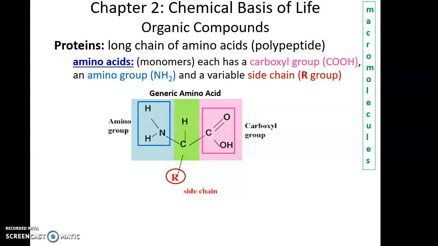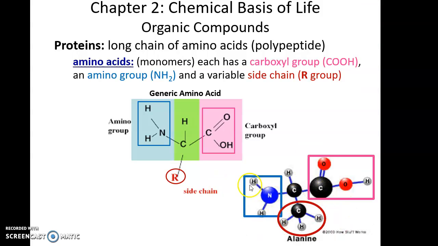They are the monomers. There are three main portions to an amino acid. There is the carboxyl group, which is COOH. There is the amine group, NH2, and then coming off of the central carbon is the side chain or R group. And it's the R group, the side chain, that varies, that is different from one amino acid to another. So this portion here is constant, the same in all amino acids. The R group, the side chain, is different.